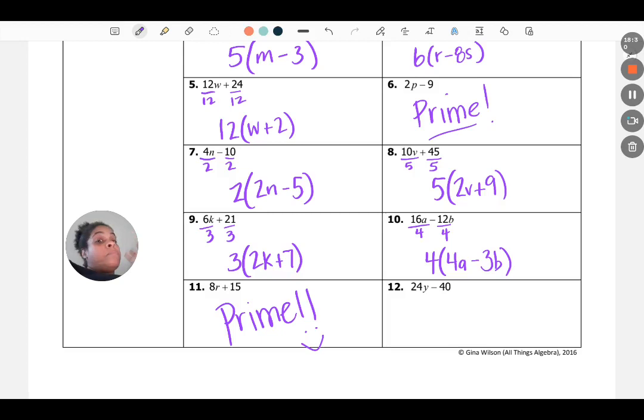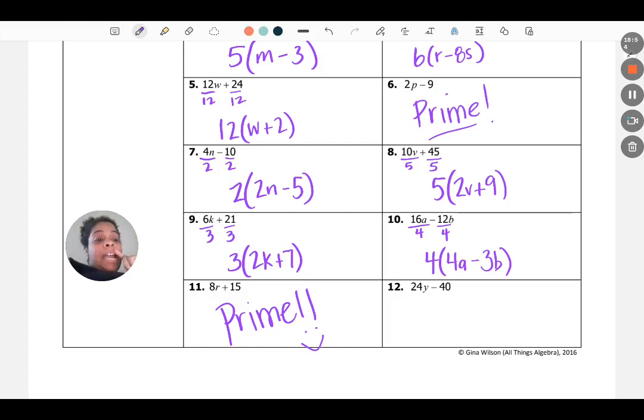12 might work. 12 times 2 is 24. So it's 12, 24, 36, plus 12 more is 48. So 48 is too large for the 40 number that we have there. So 12 can't be it. 11 is odd. It's not going to work. 10 can't work because they both have to end in 0.